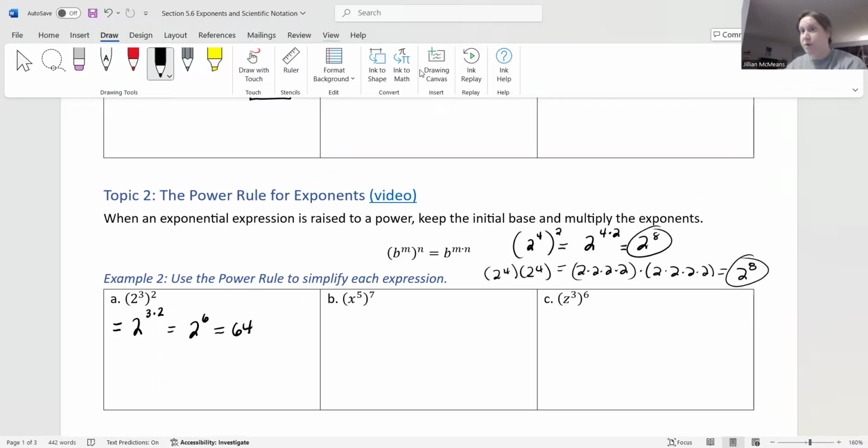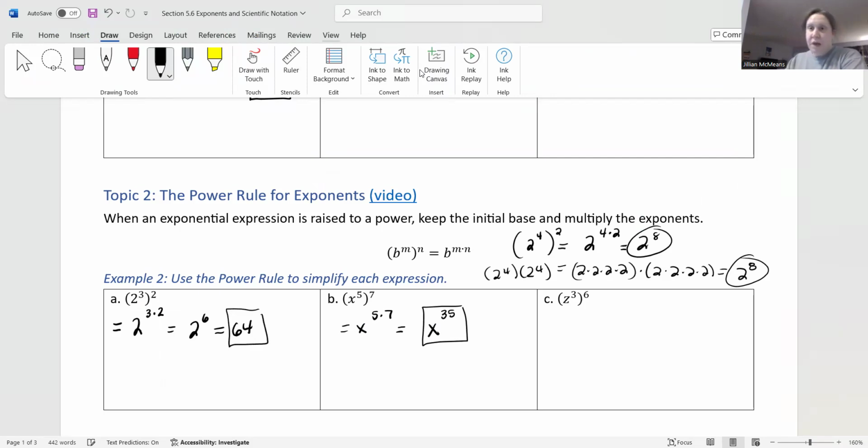So let's look at example 2, part B. So we have an expression x to the 5th that is raised to another exponent. So we're going to take the initial base of x, and we are going to raise it to the 5 times 7 power. So we end up getting, well, 5 times 7 is 35. So we get x to the 35th power.